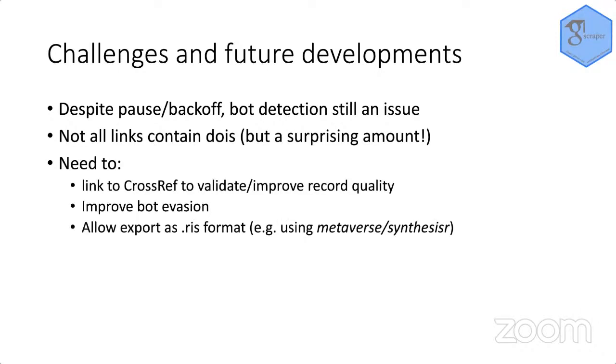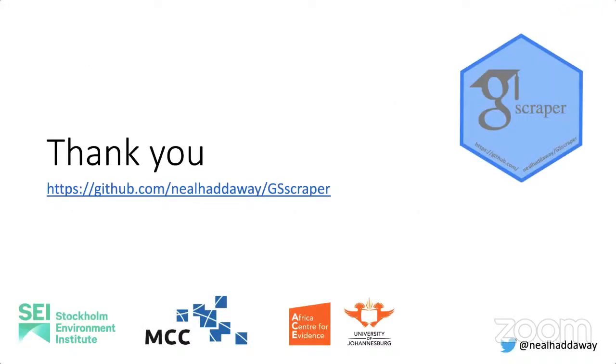Future work is to build a link to Crossref. I've done a bit of work on that, but it needs tweaking and improving to validate the records that are extracted. Some of the other resources that already exist, like Publish or Perish, get much of this information, but they don't get the description or the DOI. So that's quite a unique improvement, I think. I also want to improve the bot evasion and allow exporting as RIS format files, probably using Synthesizer from the metaverse. Thanks very much for your time.